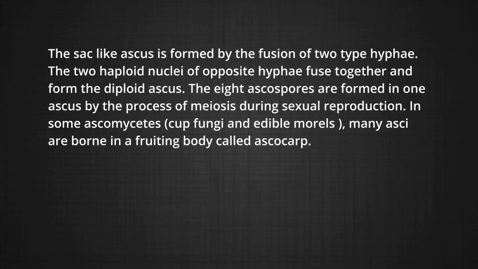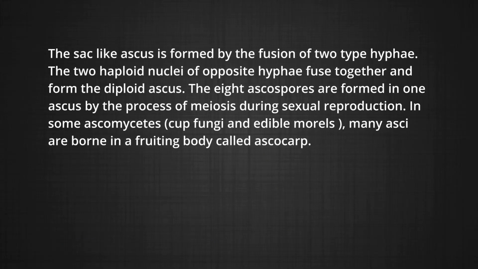In the majority of Ascomycetes, the thallus is highly developed, branched and with septate mycelium. The cells are uni-, bi- or multinucleate. Their hyphal wall is composed of cellulose and contains chitin. These fungi produce endogenous meiospores called ascospores in special sac-like structures called asci. The sac-like ascus is formed by the fusion of two hyphae.